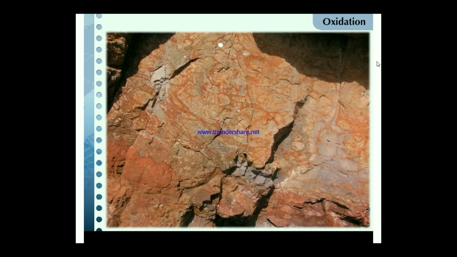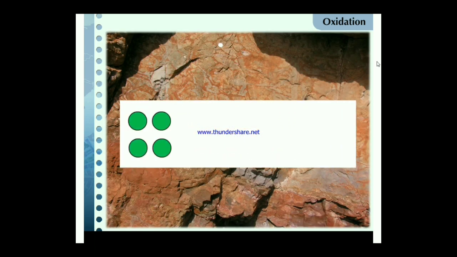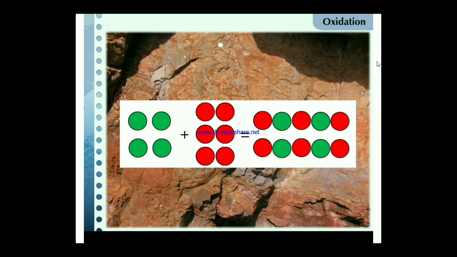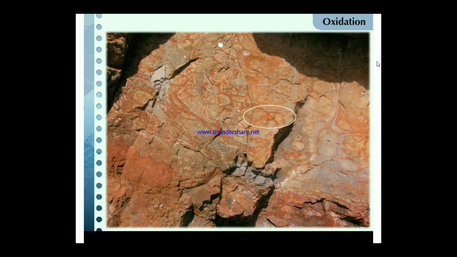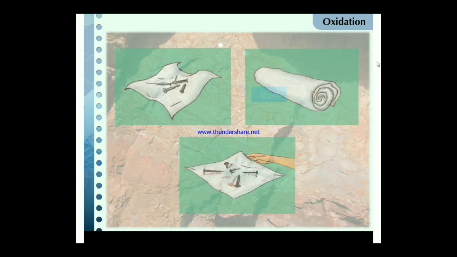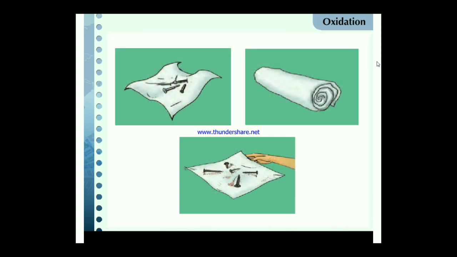This process occurs in rocks which have iron present in them. The iron in the rocks comes in contact with water and a chemical reaction takes place between iron and oxygen. Hence, a reddish-colored layer forms on the rocks. This is called rust. When you kept the nails in a wet cloth, you must have noticed a similar thing.